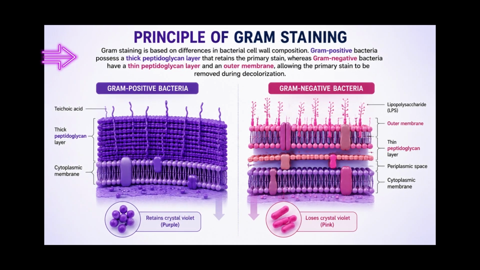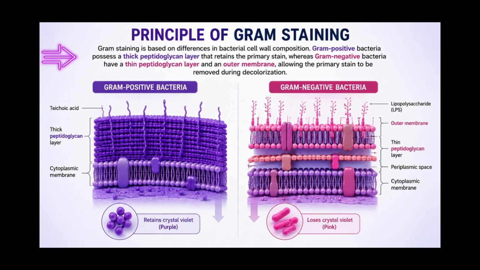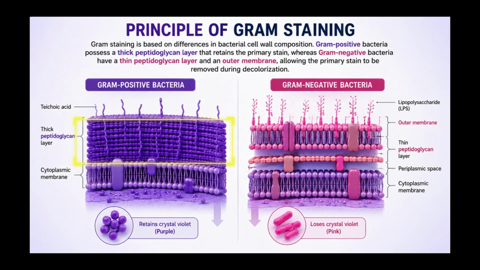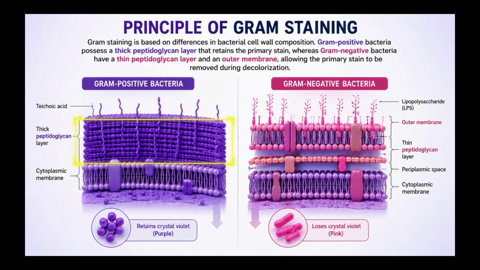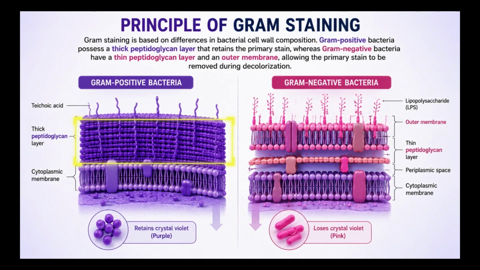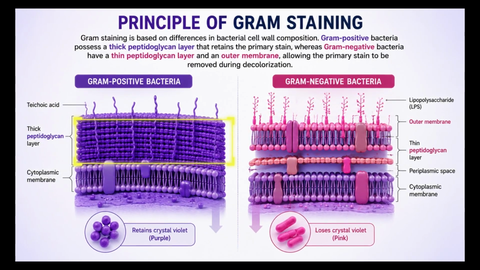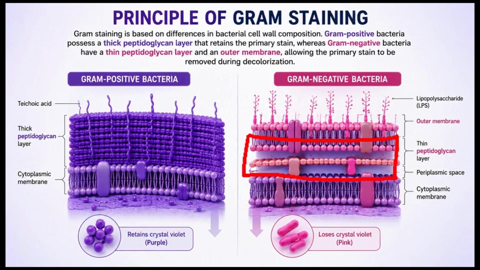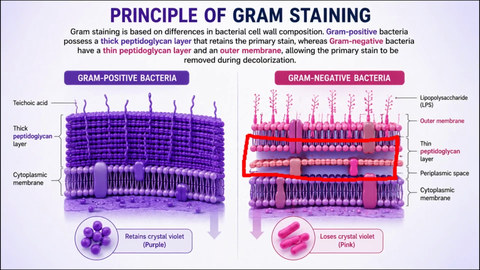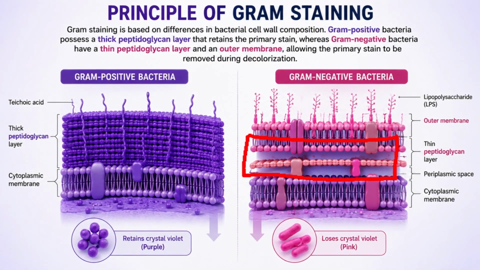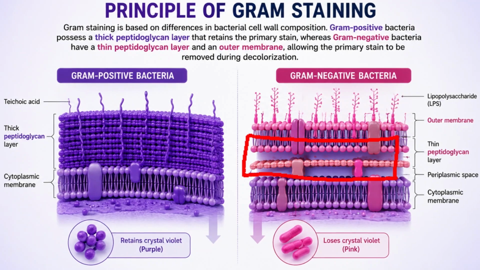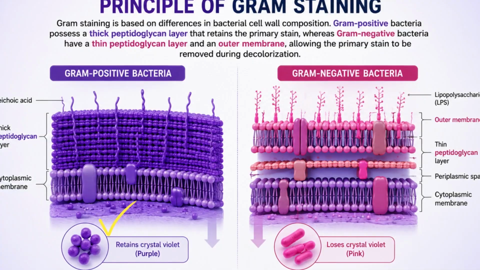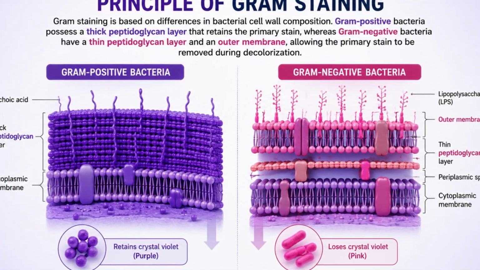Principle of gram staining. The principle of gram staining is based on differences in bacterial cell wall composition. Gram-positive bacteria possess a thick peptidoglycan layer. During the staining process, this thick layer traps the crystal violet iodine complex, allowing the cells to retain the purple color. In contrast, gram-negative bacteria have a thin peptidoglycan layer and an outer membrane. During decolorization, the crystal violet iodine complex is removed, making these cells colorless until they are stained with the counterstain, safranine. As a result, gram-positive bacteria appear purple, while gram-negative bacteria appear pink.